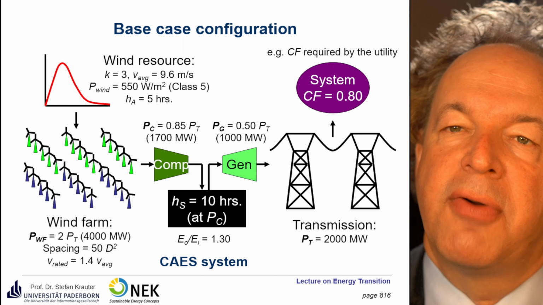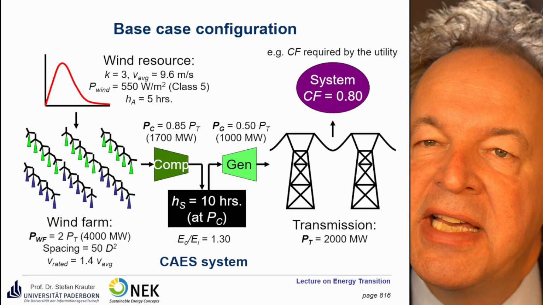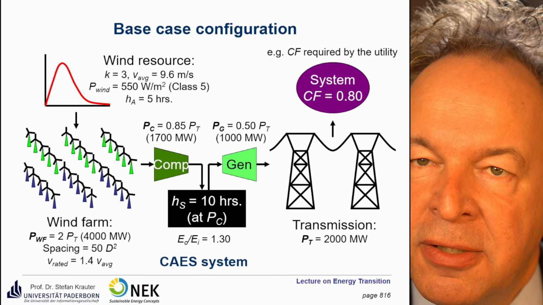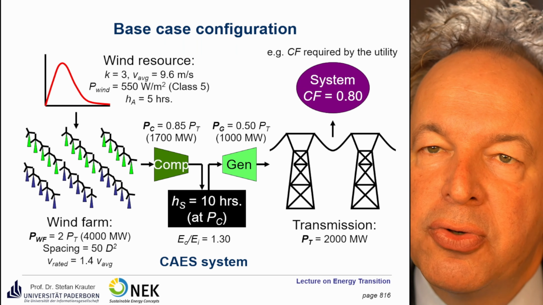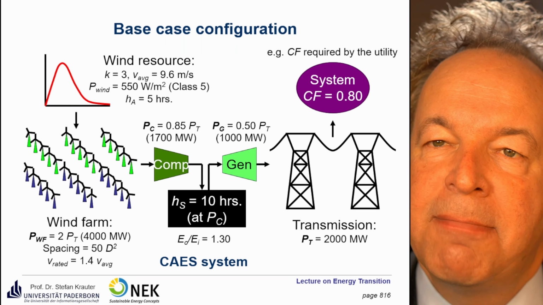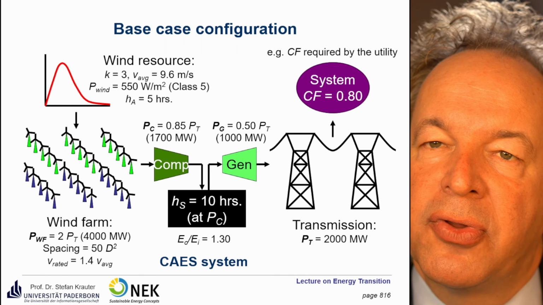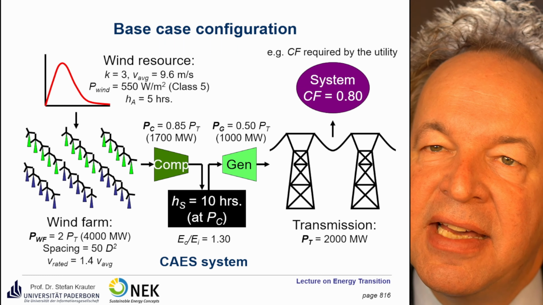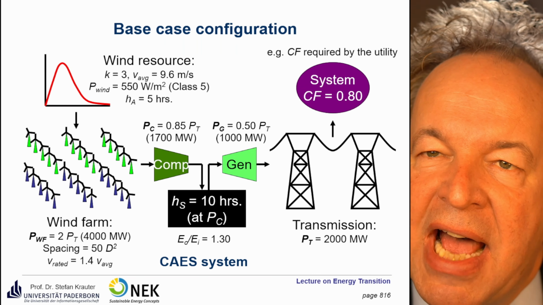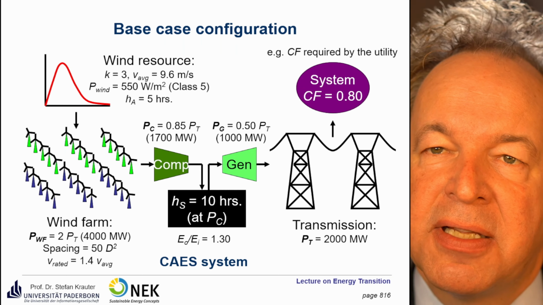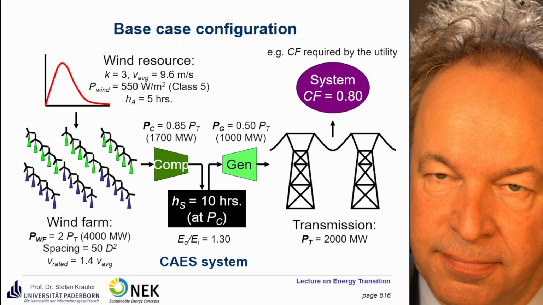So of the base configuration, first let's talk about the wind resource. You have a shape factor of K equal to 3. That's really good. In Germany it's only 2, so here you have higher wind speeds and a more symmetrical distribution. The average wind speed is 9.6 meters per second, and the power density is 500 watt per square meter. It's called class 5 there, but we didn't discuss this, and that's not so relevant. And we have an autocorrelation of 5 hours.